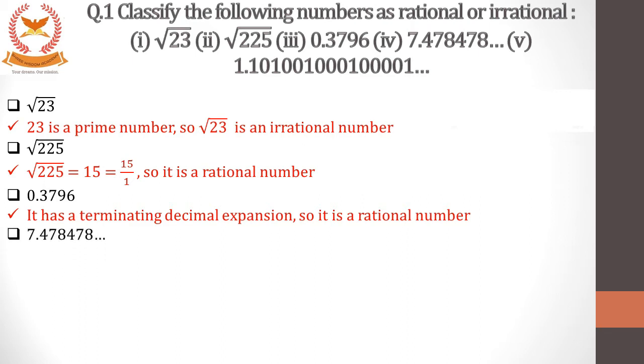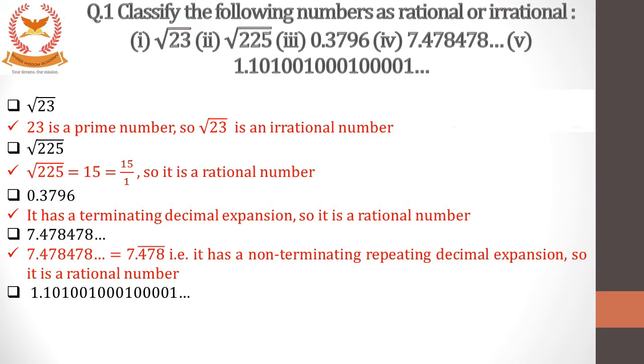Next, 7.478478 and so on. अब यहां पर जो डिजिट्स है 4 7 8, ये डिजिट्स क्या हो रहे हैं? दे गो ऑन रिपीटिंग, राइट? दैट मीन्स दिस इज नॉन टर्मिनेटिंग रिपीटिंग डेसिमल एक्सपांशन. तो ऐसा डेसिमल एक्सपांशन किसका होता है? अगेन रैशनल नंबर का, correct? So as it is having a non-terminating repeating decimal expansion, it is a rational number.